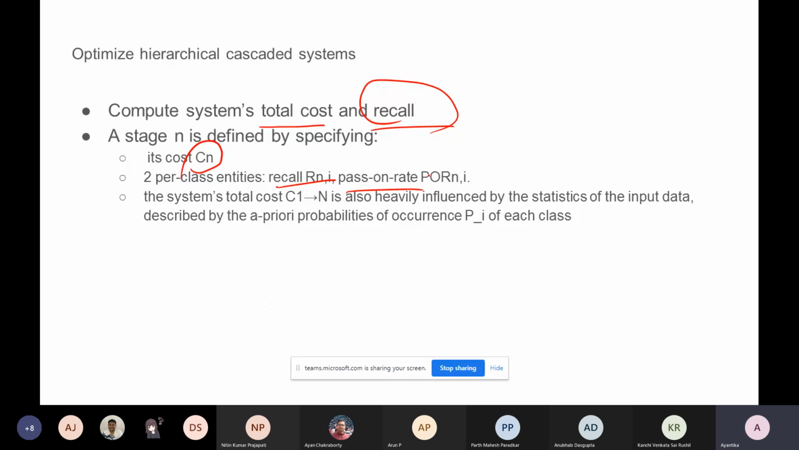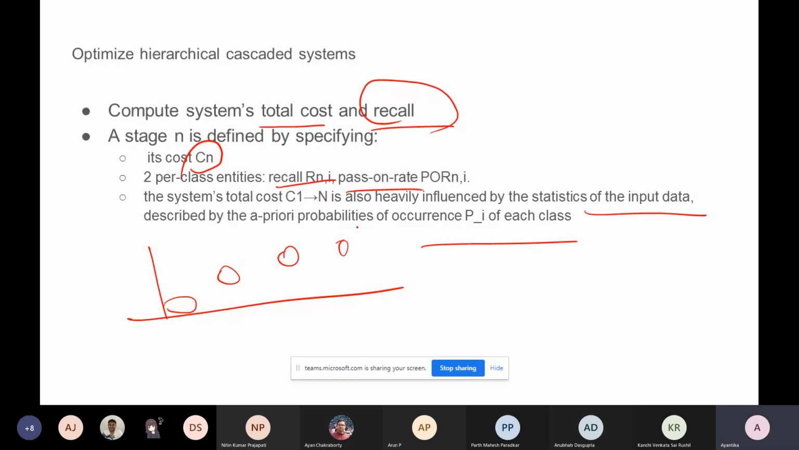With one example framework, when we only considered the recall and the pass-on rate and tried to minimize the energy, we found a few important observations: the statistics of the input data and the probabilities of the occurrence of each class also affect our decision making, like how many stages I will choose. The next important question that comes to mind: okay, I have understood that I will divide my functionality into a few stages. Now, first, how many stages will I choose, and on what basis will I decide that? One experiment shows how the statistics of the input data and the occurrence probabilities of the classes influence this. We'll see that one by one.